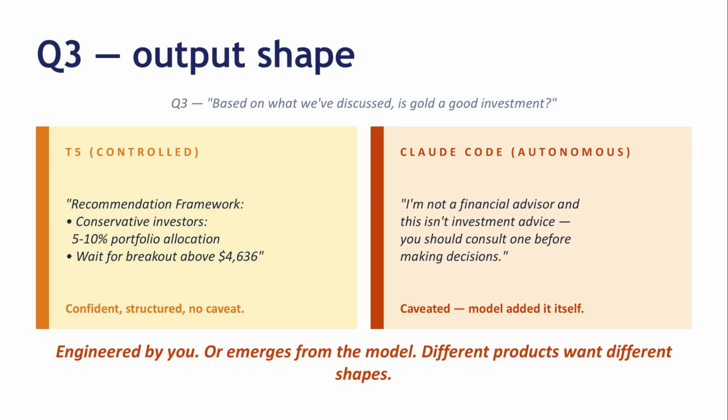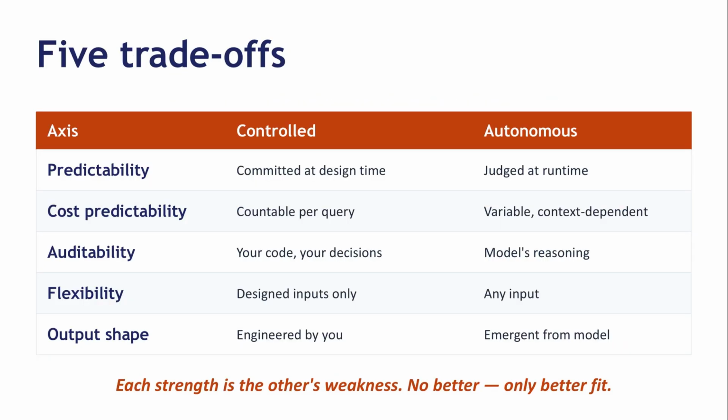Claude Code applied general reasoning, including liability awareness, and shaped its own output. Different architecture, different output character. Neither is better in the abstract. They're appropriate for different products. 5 axes. The order matters.